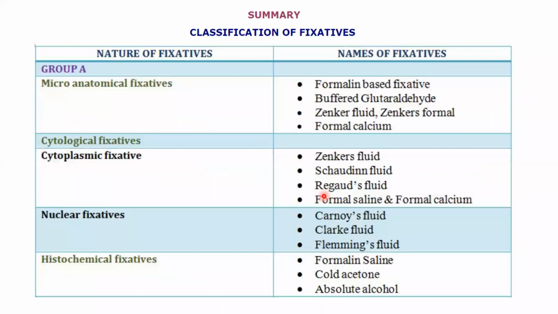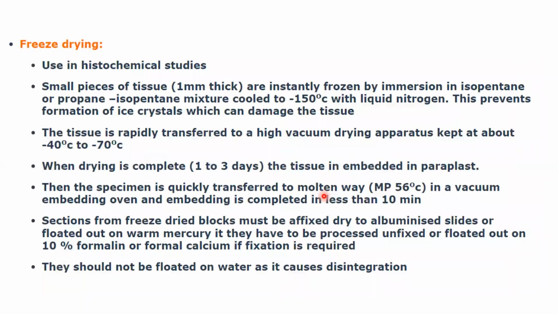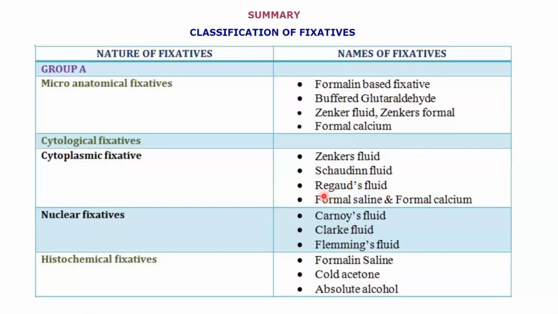Now let us have a quick summary of all the fixatives. So as we already discussed, microanatomical fixatives are compound fixatives. We have microanatomical fixatives such as formalin, buffered glutaraldehyde fluid, and formal calcium. Then cytological fixatives, we have two types of cytological fixative.